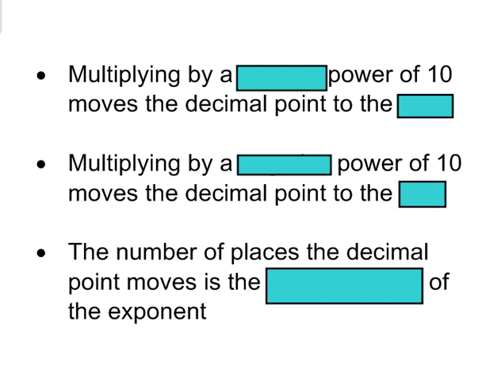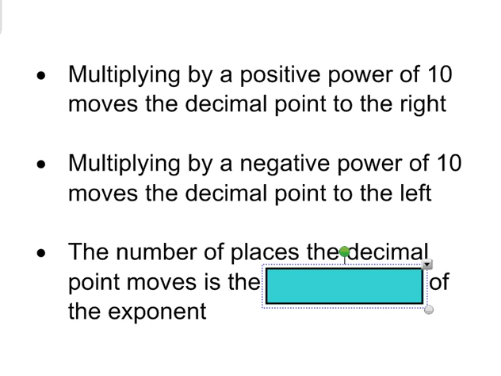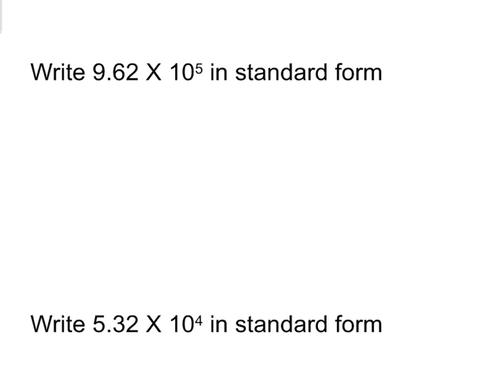A couple rules, a couple policies to follow. When you're multiplying by a positive power of 10, it moves the decimal point to the right. If you're multiplying by a negative power of 10, it moves the decimal point to the left. And the number of places you move it is the absolute value of the exponent. Do a little bit of practice here.